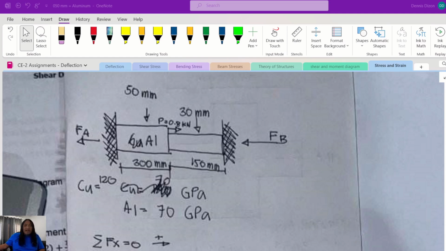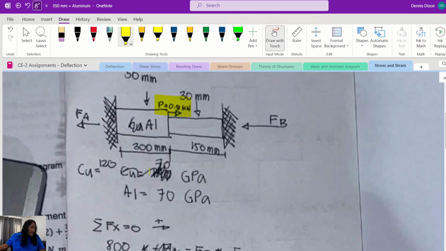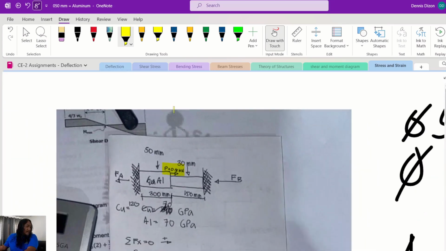Now the diameter of the aluminum is 50 millimeters, and then copper is 30 millimeters, and then the length of the aluminum is 300, then the length of the copper is 150, and then there is this force acting at the joint between the two materials. So now, let's zoom this out.